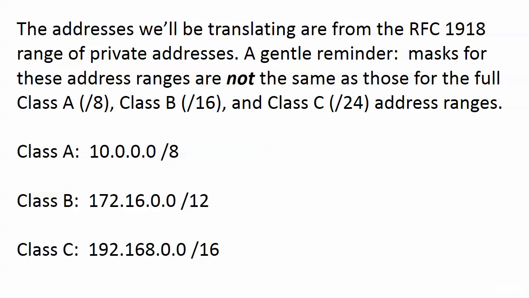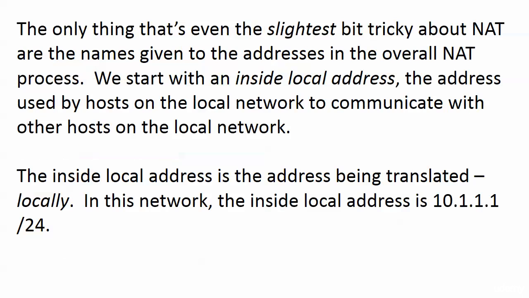Now, the addresses that are being translated are from the range of private addresses we talked about a while back, the RFC 1918 addresses. Just a general reminder that the masks for these private address ranges are not the same as those for the full Class A, B, and C address ranges. Your masks for the full ranges are, in order, 8, 16, 24, but for the private address ranges, you'll notice your masks are 8, 12, and 16. You should be very familiar with these private address ranges before you take your exam. You need to be able to spot a private IP address. So any one of those three ranges, that's what we're dealing with.